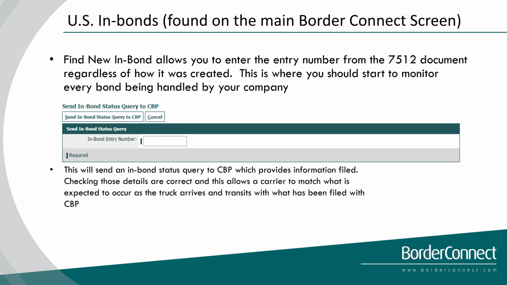Everyone that is using our new tool should always start the process with the Find New In Bond. That will allow you to send a status query to see what is on file with Customs and confirm that the information on file actually matches what you expect to be in place.